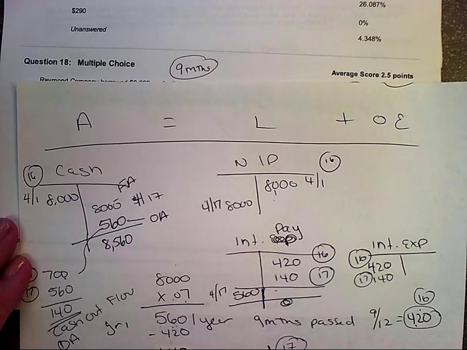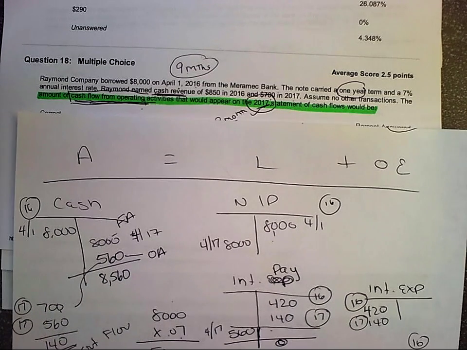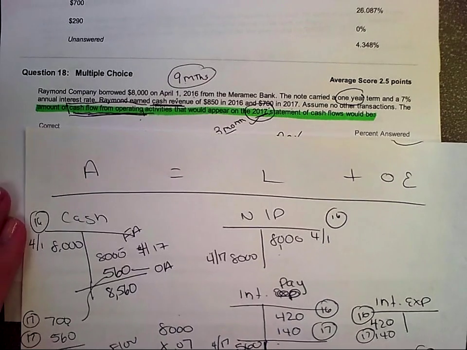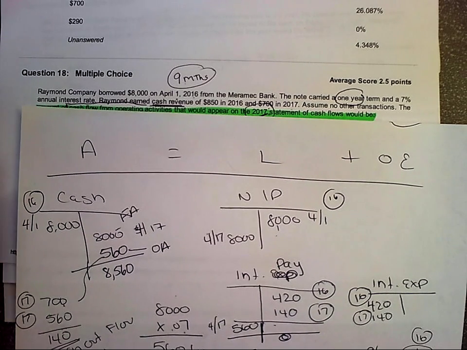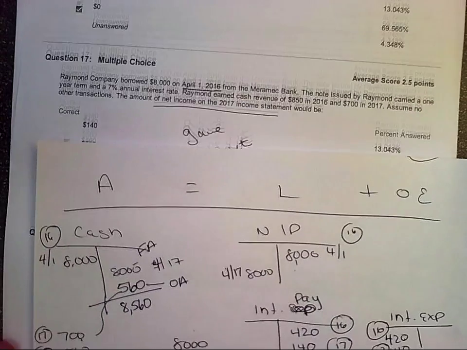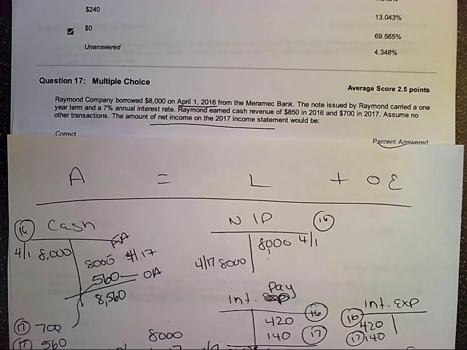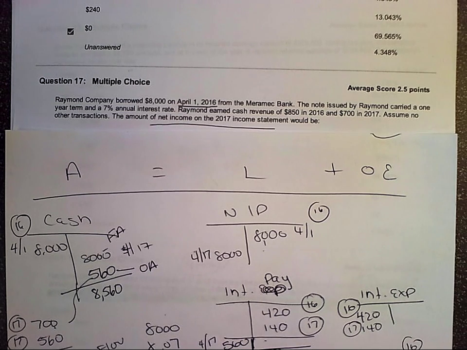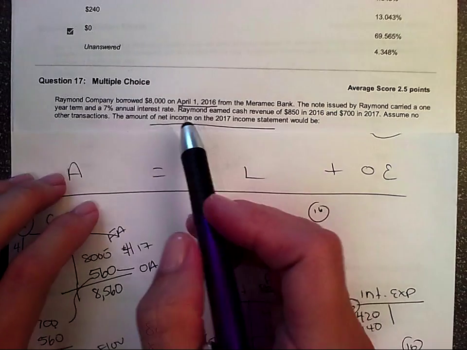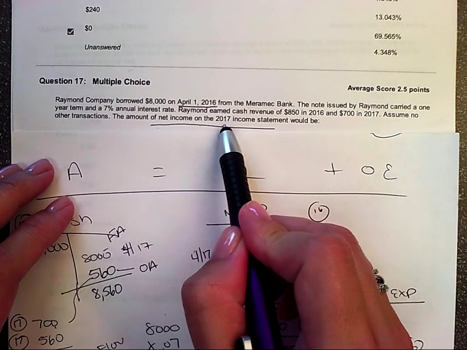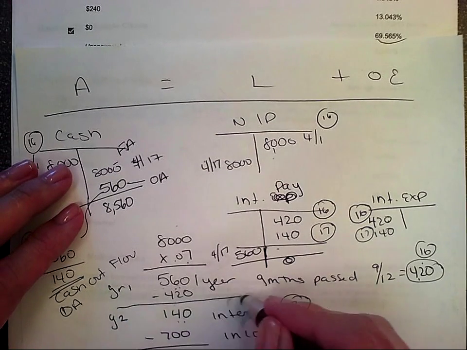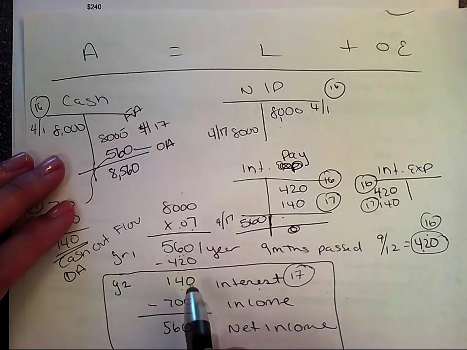So this one, I gave credit back to everybody for number 18 because it was a pretty difficult problem and so many people struggled on it. So everyone got credit for that, but I just want to make sure that everybody understood what was happening there. Additionally, go back to 17, this problem, I also gave credit back, but this problem was basically the first part of what you were doing for number 18. This asks what was the amount of net income for the 2017 income statement. And we basically already answered that because we accrued 140 in interest.